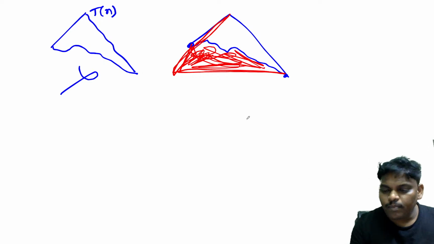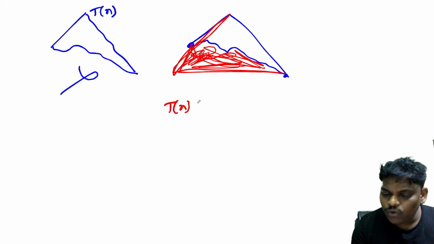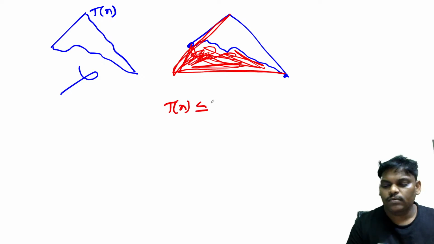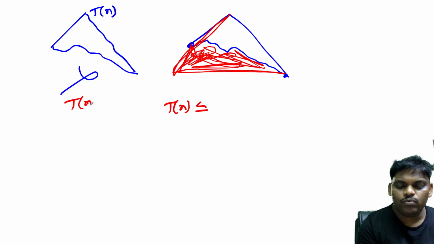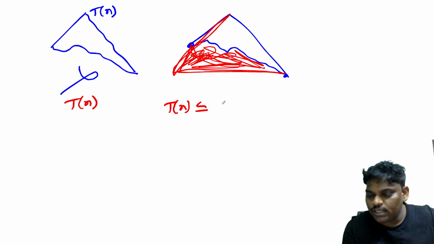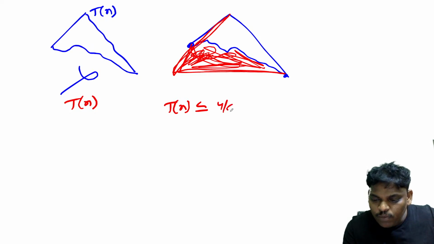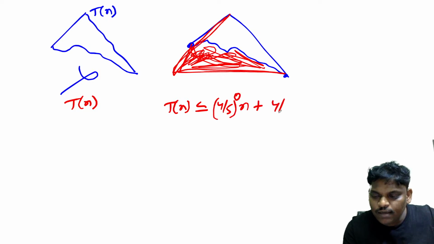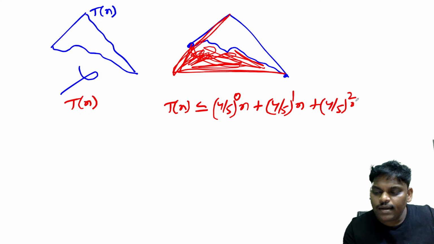What does it mean? Compared to Tn, the answer you are going to get is more. This is the Tn, which we cannot calculate exactly. Because you added more, some extra will come. Let's check. First level: (4/5)^0 n. Second level: (4/5)^1 n. Third level: (4/5)^2 n. And the last level: (4/5)^(log n base...).